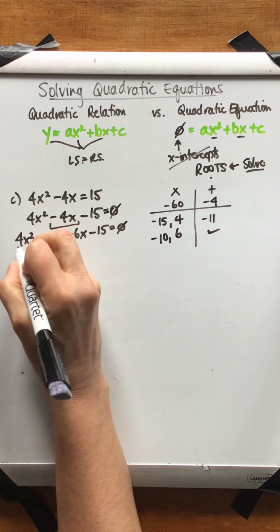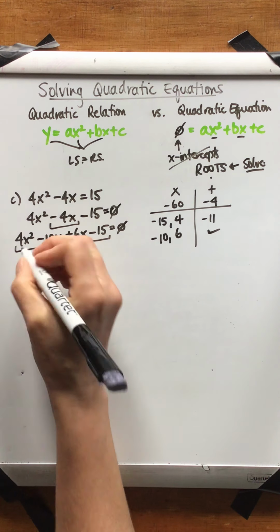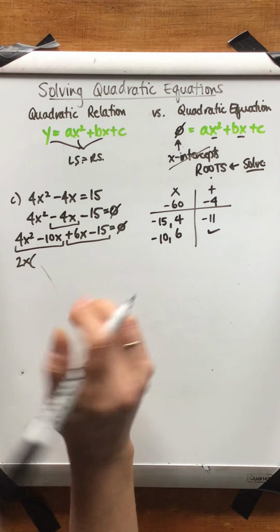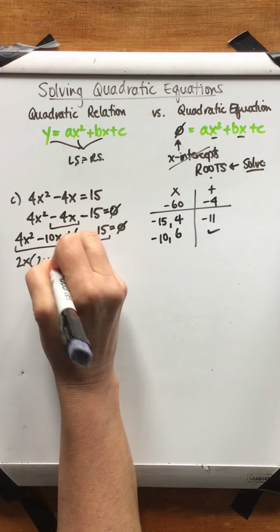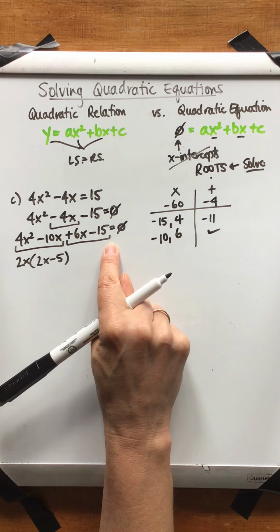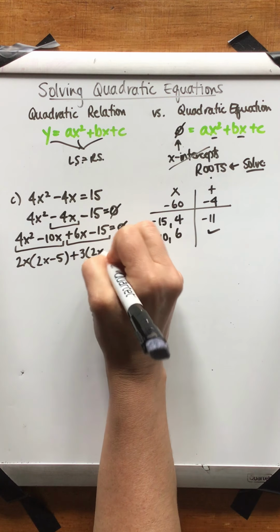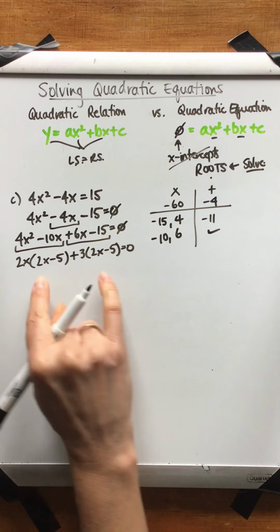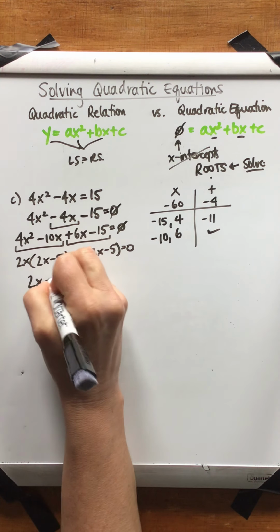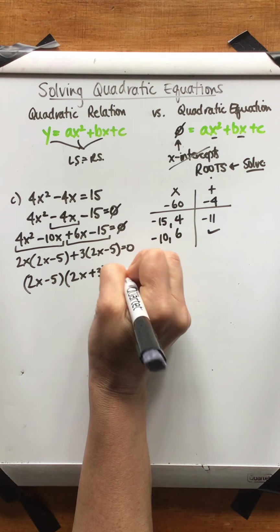Let's take the GCF out of both pairs. So here I have 2x, and I'm left with 2x minus 5. And here the GCF looks like it could be a 3. Okay, I'm going to take out plus 3, and I'm going to be left with 2x minus 5. And we know this happens when we do factoring by grouping. We get a binomial as a GCF, which is 2x minus 5 times 2x plus 3 is 0.